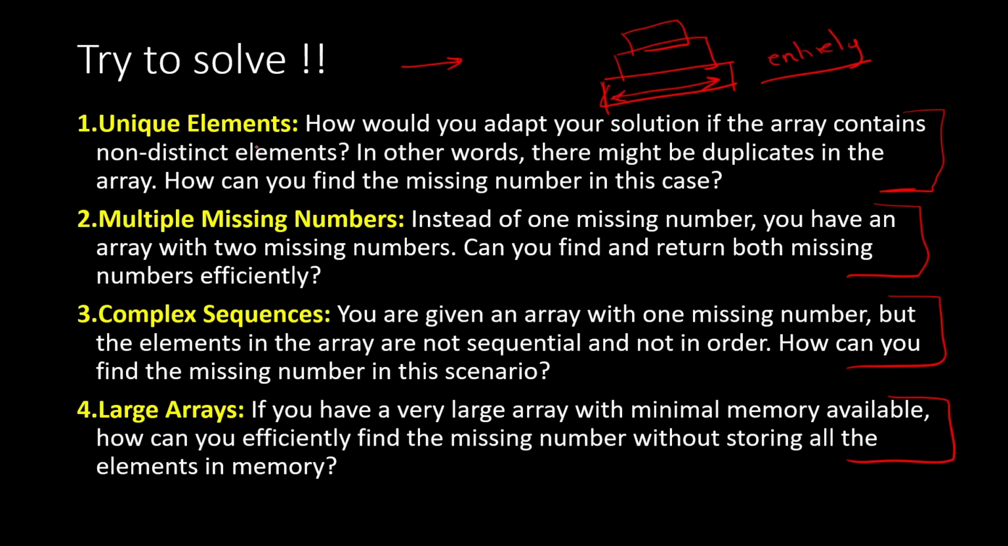So first thing is unique elements. At the moment, the case is that there would be unique elements, with no repetitions, like there would not be a case where 4 repeats twice. So when there are duplicates, how would you modify this algorithm to take this duplicate case into consideration? That is the first thing. Second, at the moment I have said there would be only one missing number. What if there are two missing numbers, or even more? Try to solve and find the most efficient way to solve these kinds of cases.